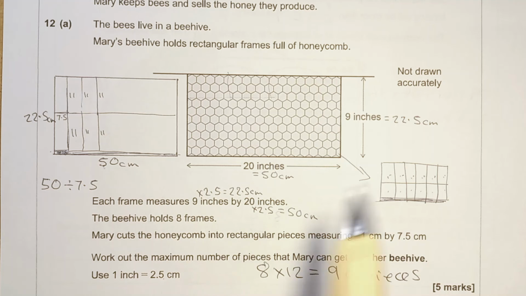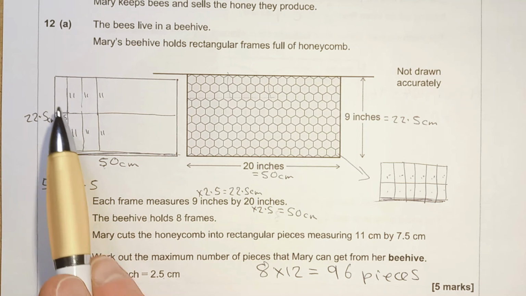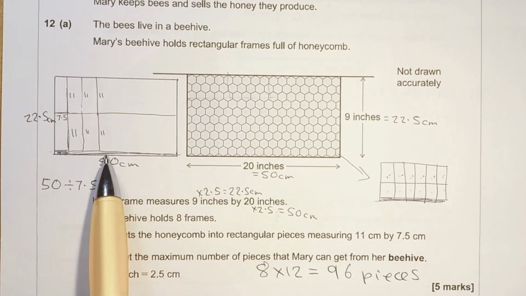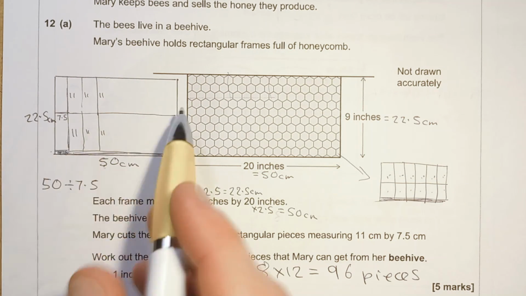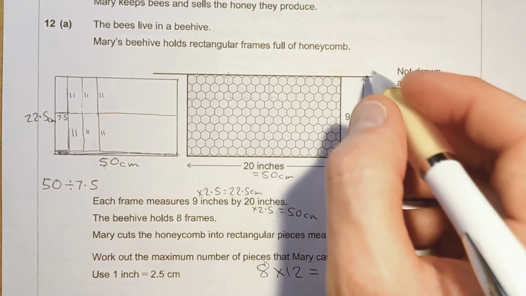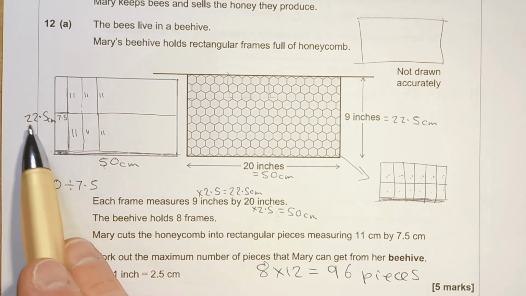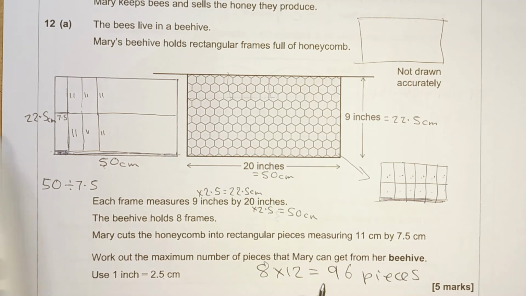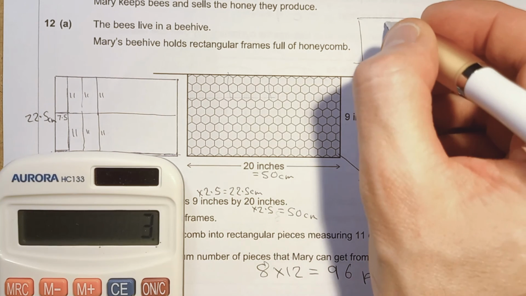Right, so the converting isn't too difficult. What can be a bit of a challenge is working out how you're going to cut these pieces. Now we did it this way, with the 11 going down. You could cut the pieces a different way. You might see that 7.5 feels like it's going to go into 22.5. So you could do 22.5 divided by 7.5, and you get 3 pieces that way.